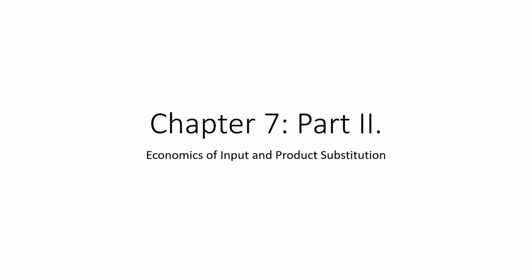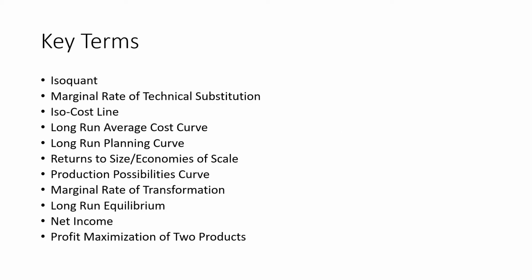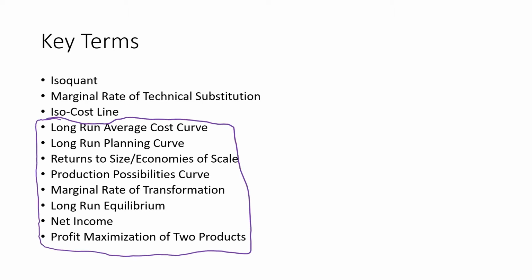In this video, we're going to go over the second half of Chapter 7. We've got a few new terms that we're going to cover, so actually all of these that are left we're going to go over. We talked about iso-quant, marginal rate of technical substitution, and iso-cost line in the first half of Chapter 7, and we're going to talk about these terms that are left in this half.